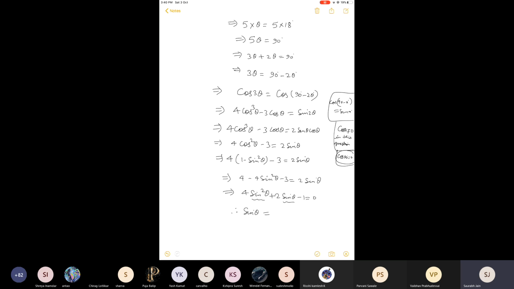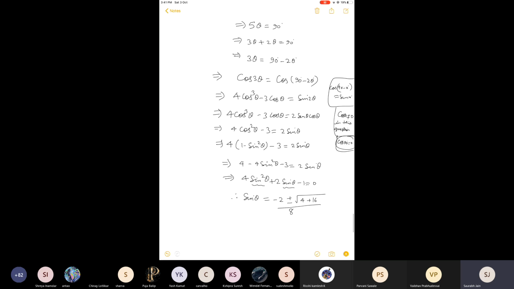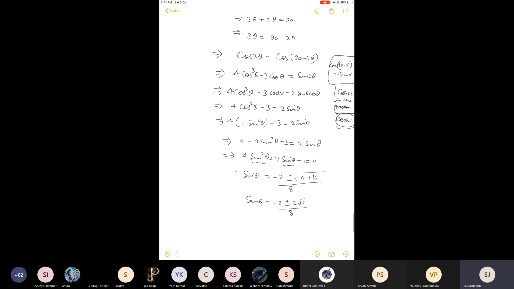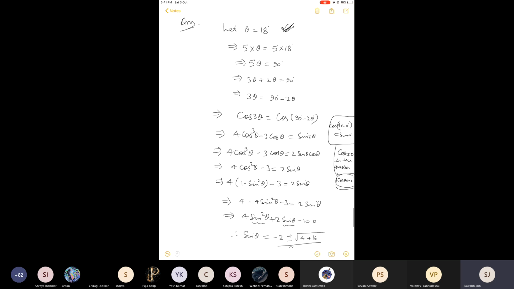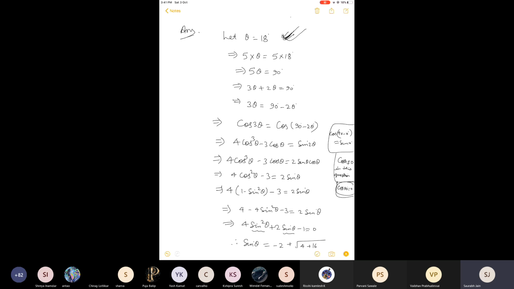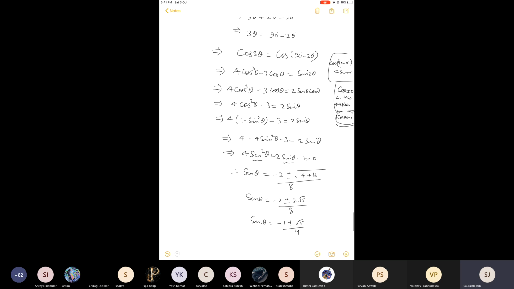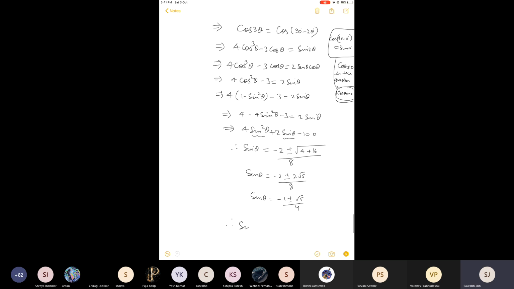Use the quadratic formula, minus b plus minus root of b square minus 4ac, by 2a. A is 4, so 2a will be 8. Sine theta is minus 1 plus minus root 20. Root 20 can be written as 2 root 5. Finally, I can take 2 common and cancel it. And I have a last question for you. Now let us come back to the first step. What is the first step? Theta is 18. Theta is 18. Therefore, sine 18.